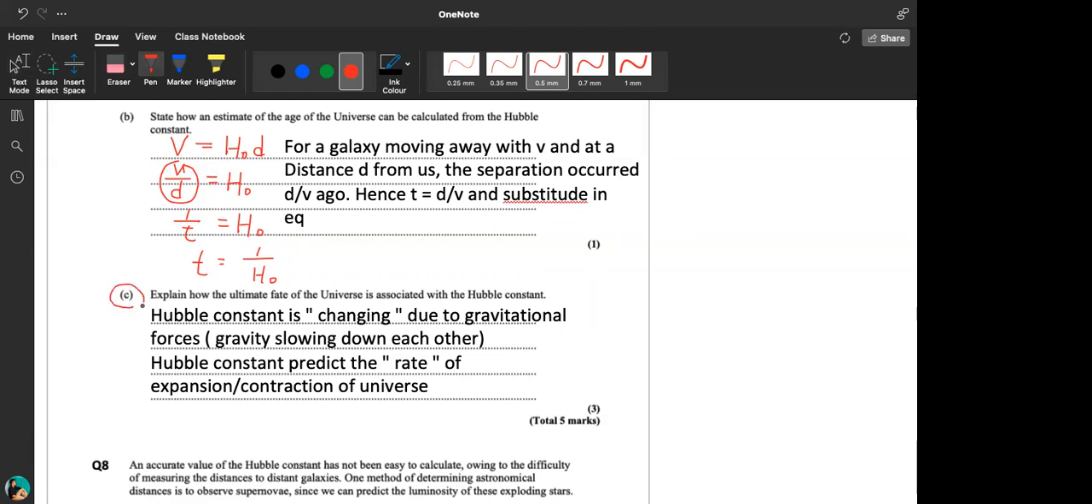Part C maybe is a bit out of syllabus now. This question here, I don't think they will ask this one. Okay.